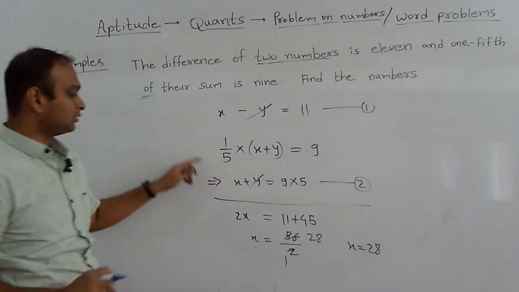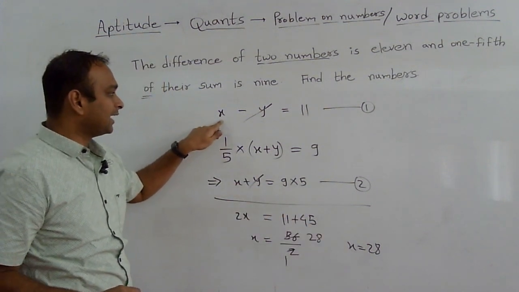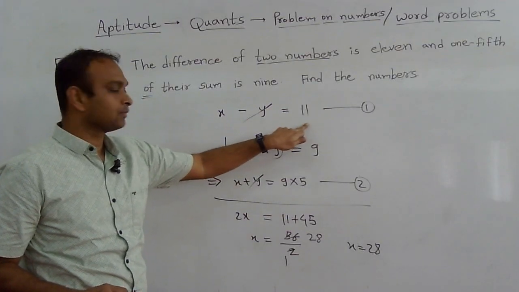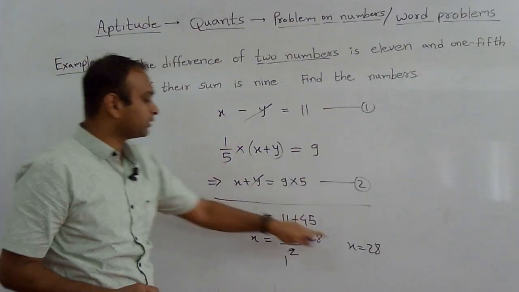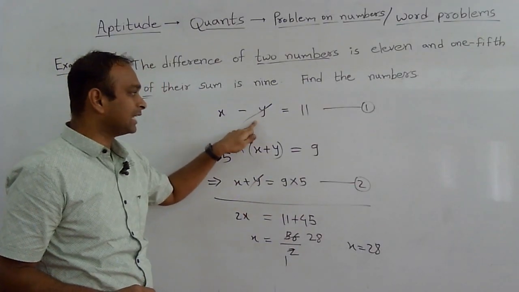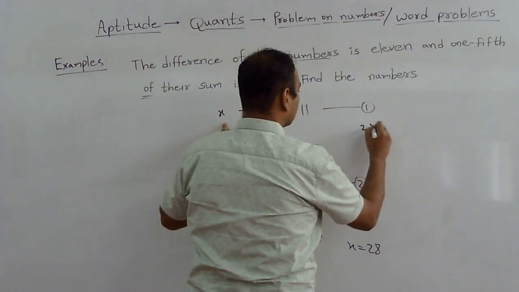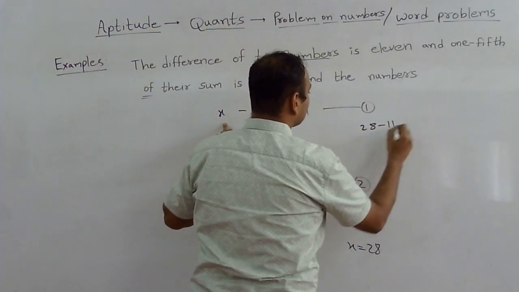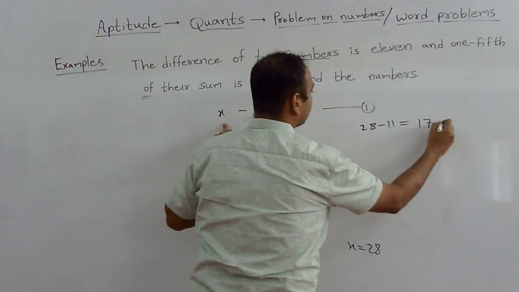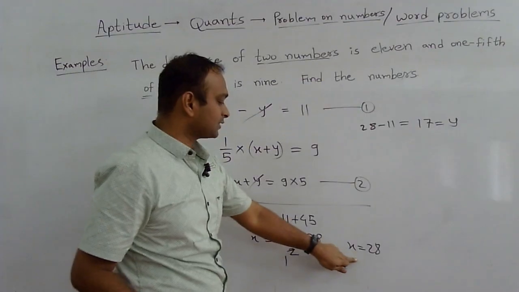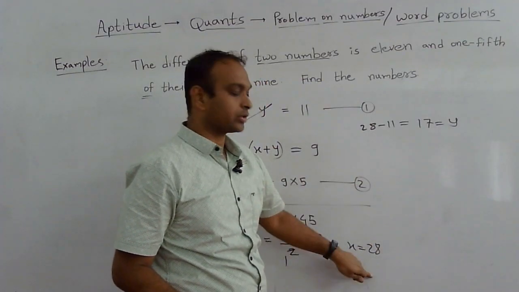What will be the second number? If x is 28, we can put it here: 28 minus y is 11. So shifting this y to this side and 11 to this side, it will be 28 minus 11 is y. 28 minus 11 is how much? 17 will be the y. So x is 28, y is 17, and that is the answer of this question.